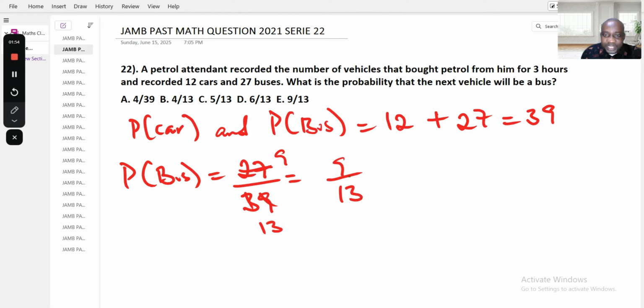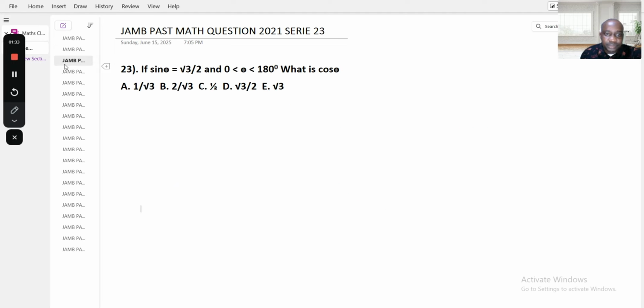What can divide it again? Nothing. The probability is 9 over 13. Do we have 9 over 13 there? Yes, E. Our final answer is E. Let's move to the next question.